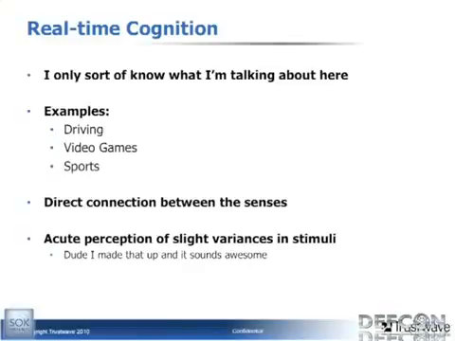So it's a direct connection between the senses, right? You're able to react to something. You're able to see it out of the corner of your eye, and you're able to do something about it. It's the same with video games, like sniping. You can get really good at that, but you're not thinking about it. You're just doing it. It's acute perception of sight variances and stimuli, which sounds awesome.